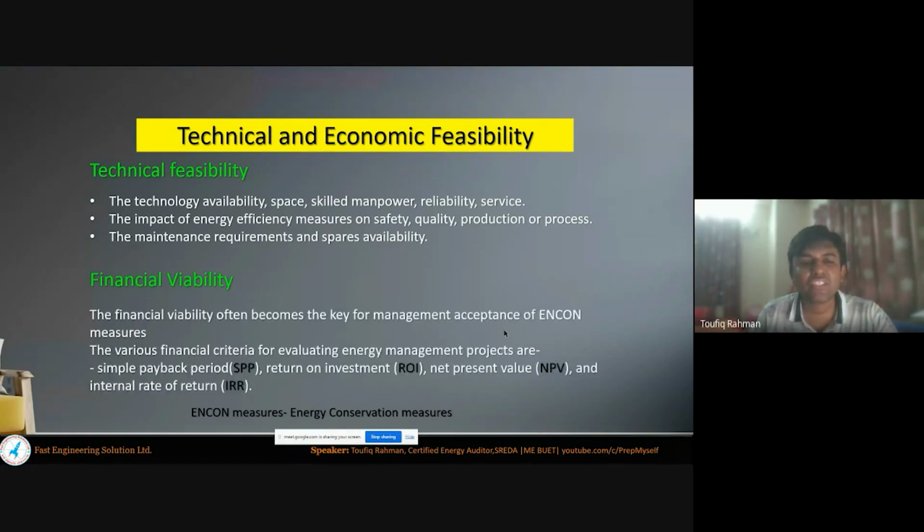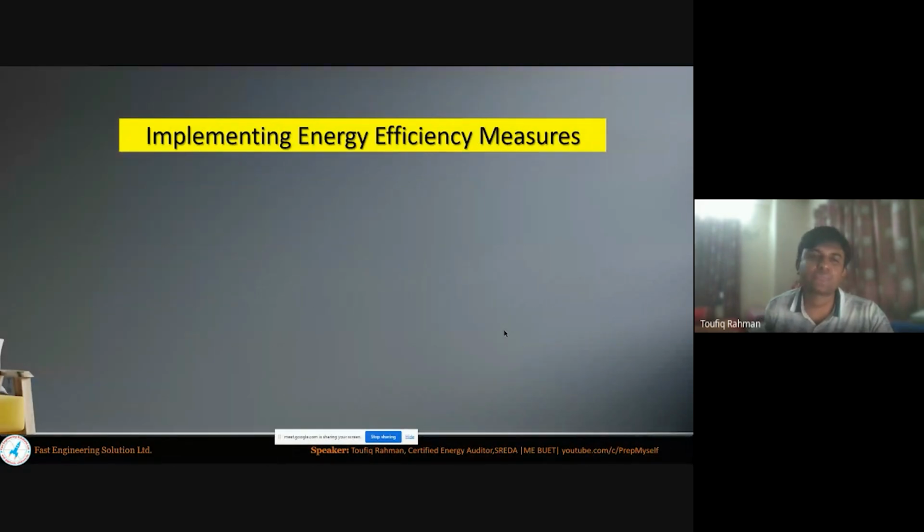So what are the financial viabilities? You know that better payback periods, good rate of return, and good net present values, the internal rate of return will be higher, so that the procurement department or the management department will know that this equipment will give you financial benefit. So these are the things that need to be taken care of in the energy management measures and the energy conservation measures.